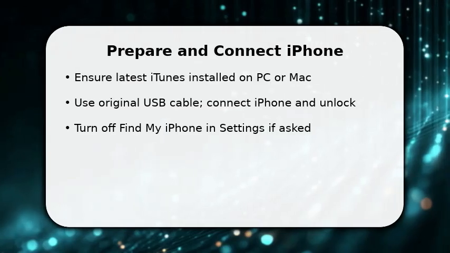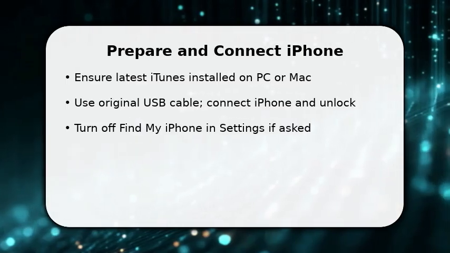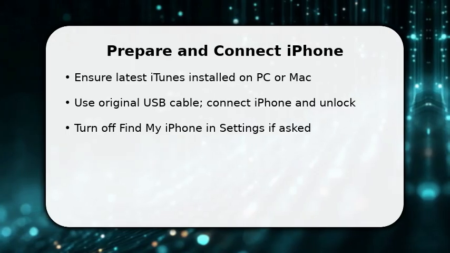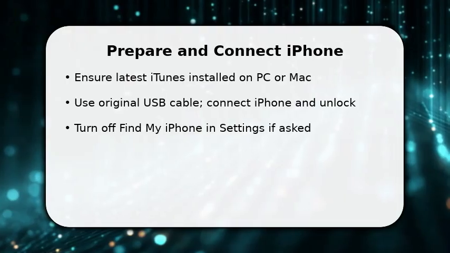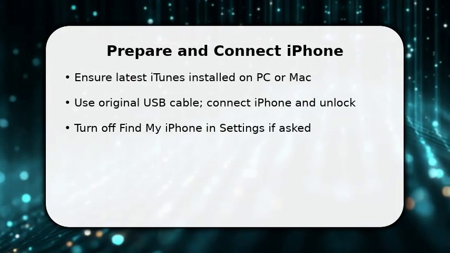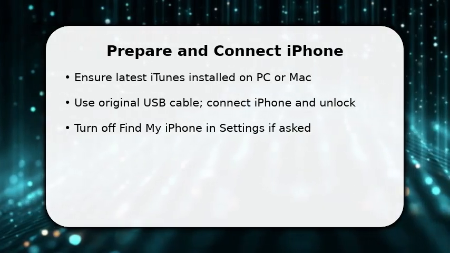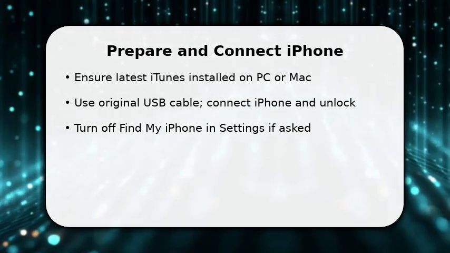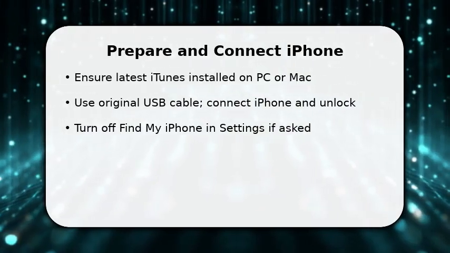You start by preparing the device and computer. Get iTunes up to date so the installer and device communicate properly. Once iTunes is current, plug the iPhone into the computer with a reliable cable and unlock the phone so iTunes can detect it. You may need to trust the computer on screen. Do that. If prompted about Find My iPhone, make sure it's off or that you have credentials. This avoids activation blocks later and speeds the update process.